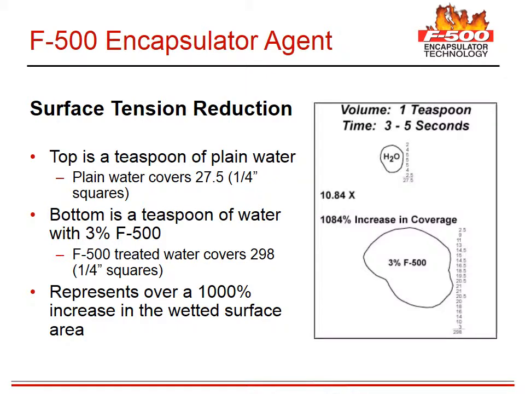This piece of graph paper shows that when you reduce the surface tension, just how much more surface contact area is covered when using a standard mixture of 3% F500 and water, the same percentage that would be used on a Class B fire. The more surface contact area, the quicker the fire is cooled and extinguished.